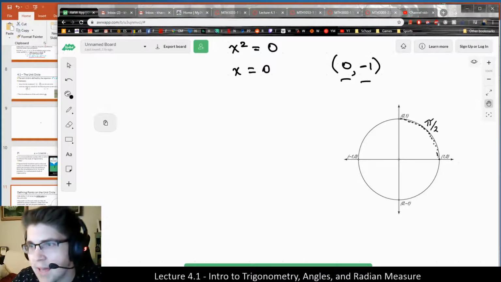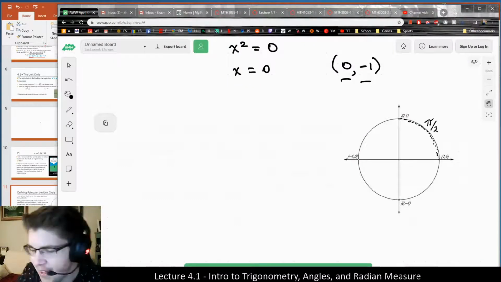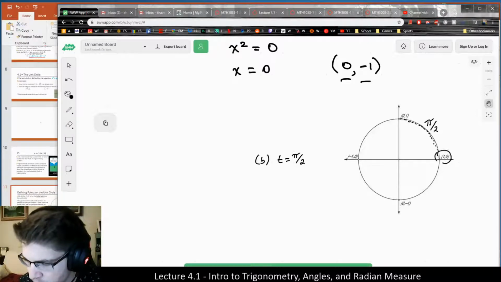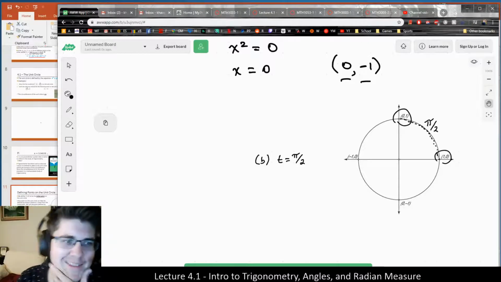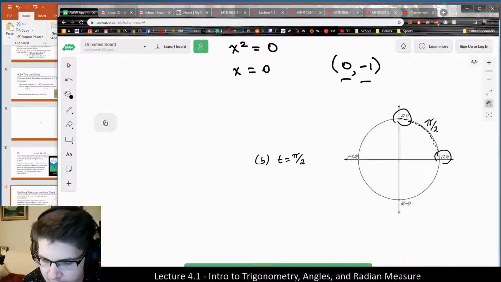Part B asks, what is the distance to 0, 1? Oh, that is part B. Oops, I lied. But basically the distance, I'm going to write it as t is equal to pi over 2. That would be the distance from 1, 0 to 0, 1. And in your try it yourself quiz for post-lecture, it'll ask you questions kind of like this. What is the respective distance to the point from the initial point? And that's what I'm asking here, which is often written as pi over 2.